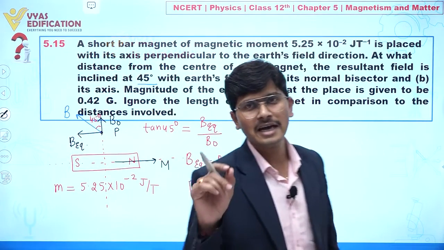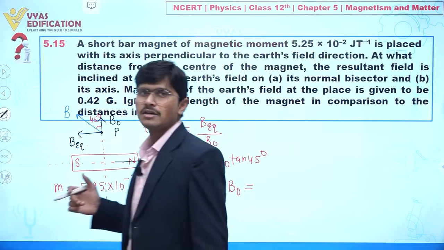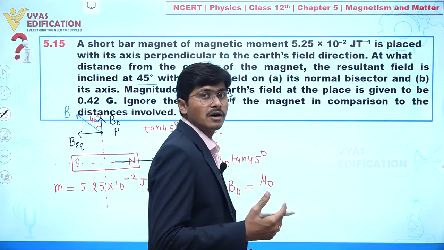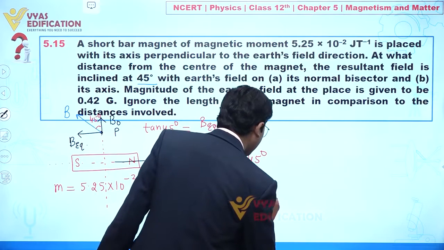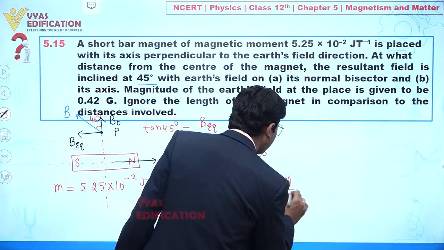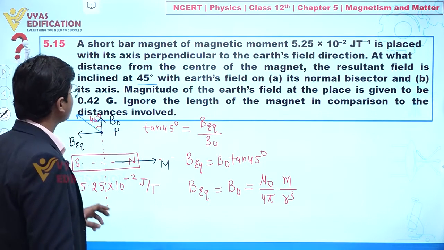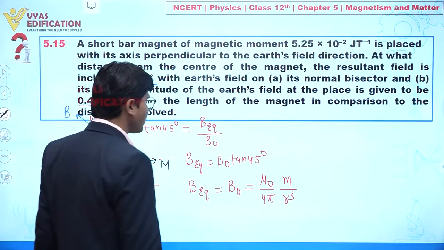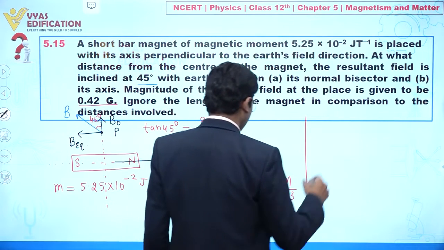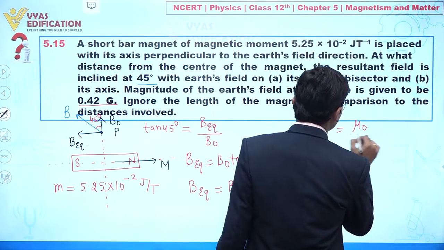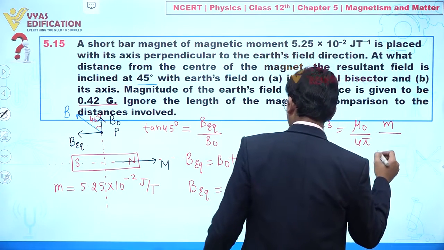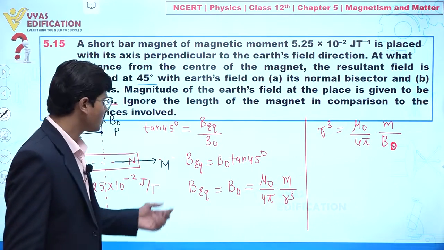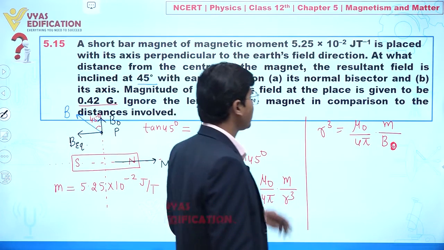Now you know what is the exact value of B equatorial, meaning the value of the magnetic field at the equatorial position for a short dipole, or we can say a short bar magnet. I can say this is mu naught upon 4 pi into m upon r cube, clear? Now in this question it is given that the magnitude of the earth's field at this place is 0.42 gauss, clear? So from here can we find the value of r? Directly I can say r cube is given by mu naught upon 4 pi into m divided by B naught, because B equatorial is equal to B naught, clear to you? Yes or no? So we can write r cube like this.